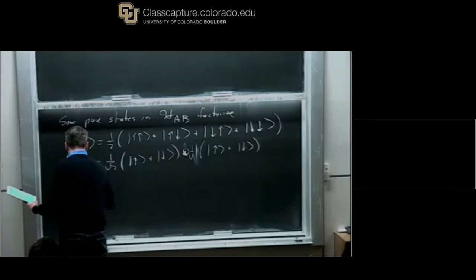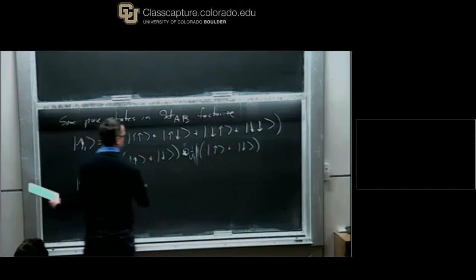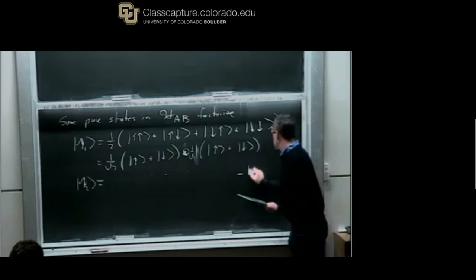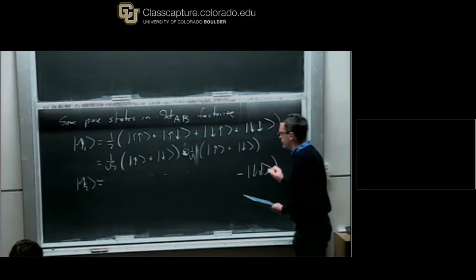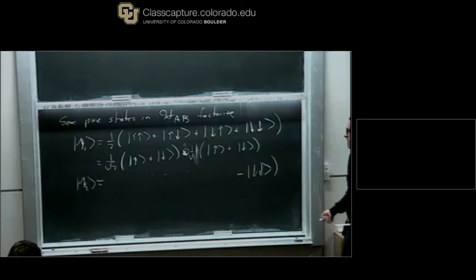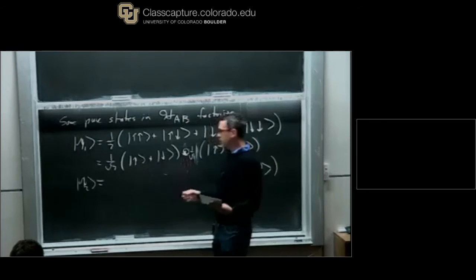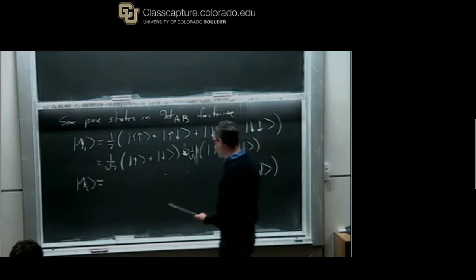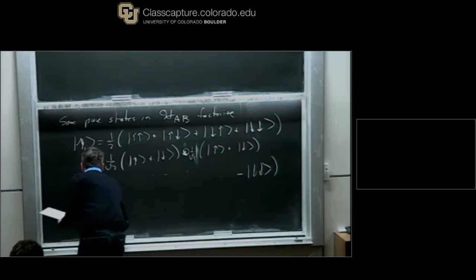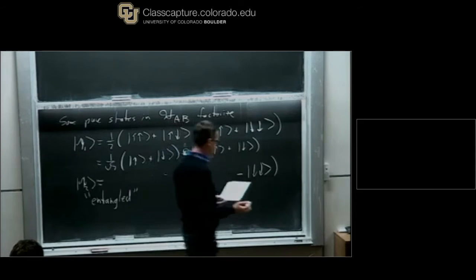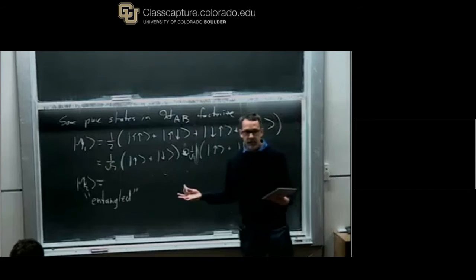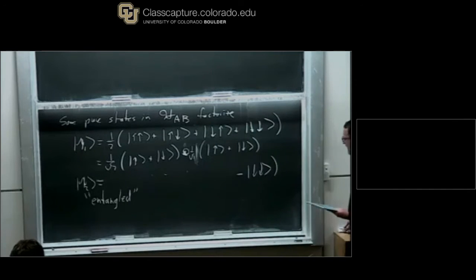On the other hand, if I just change one of the coefficients, so exactly the same, but with a minus here, then you can work out that there is no such decomposition. It's not a product of a state in HA times a state in HB. And so when that happens, the state is called entangled. Otherwise, it's factorized.